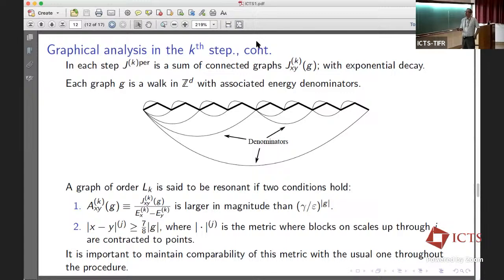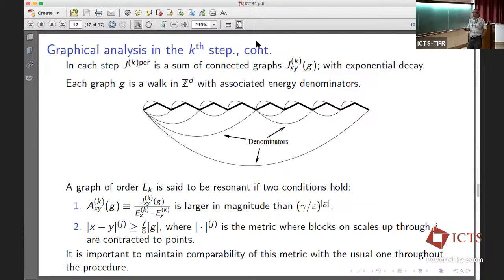I'm going to say that it's basically a graph by graph analysis. A graph of order LK is said to be resonant if two conditions hold. Firstly, this rotation generator is larger in magnitude than I would like it to be. And actually, I put in gamma here. I should have said J0 over epsilon. I'm mixing up the two proofs. I'm using gamma in the MBL proof, but in this proof, it's J0. Anyway, with that modification, you can see this is a natural generalization of what we did in the very first step, where we said a large set is defined by a situation where the matrix element of A was larger than J0 over epsilon. But now that we're doing larger graphs, we have a similar measure based on the size of the graph.